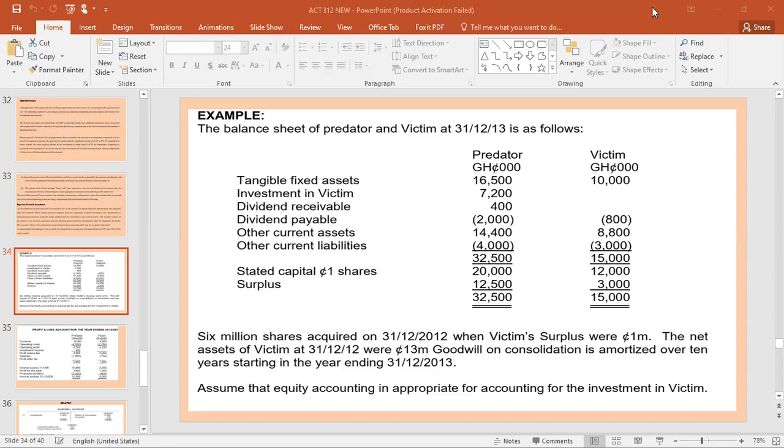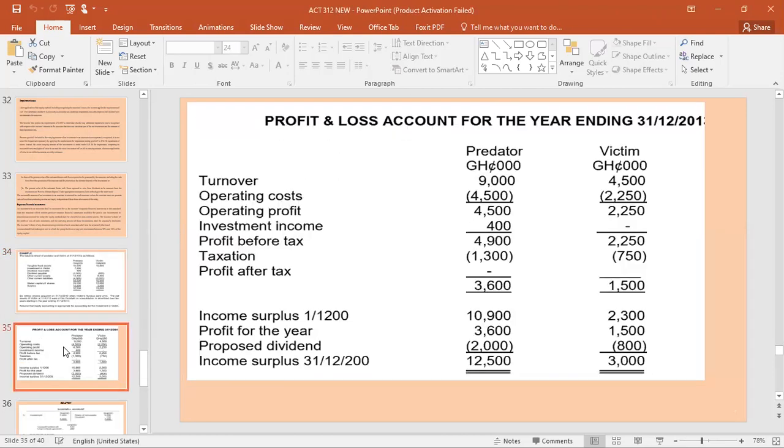So in your opening income surplus account, you are going to have balance brought forward. Can you hear me? Yes, we can hear you. Predator's account in the opening income surplus is 10,900. So at the credit side, you have balance brought forward 10,900. Put it there.